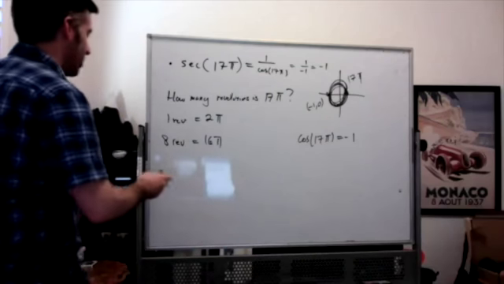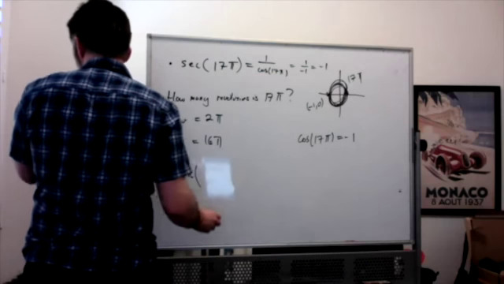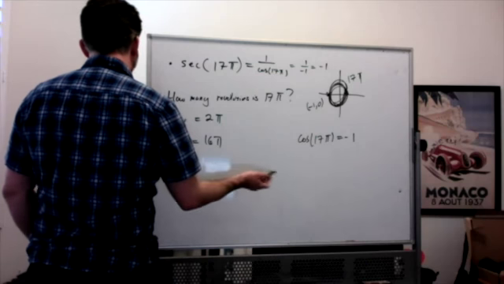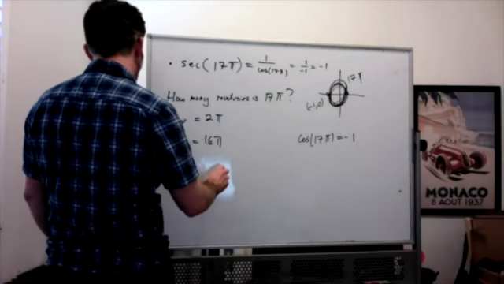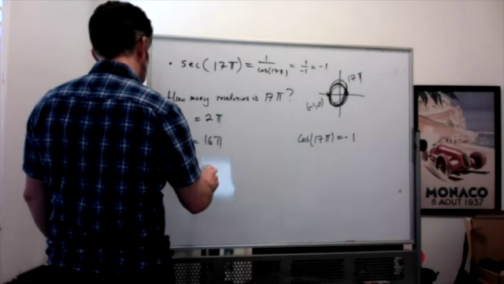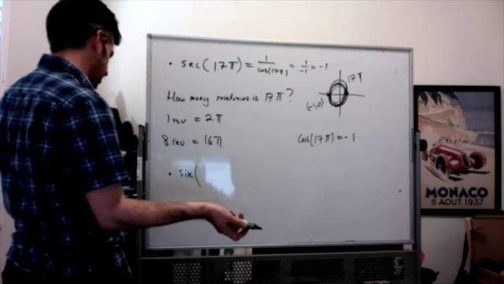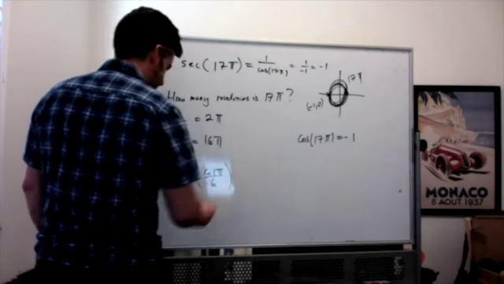The same is true if I wanted to find something like, I don't know, sine of, sorry, my brain stopped working. 61 pi over 6.